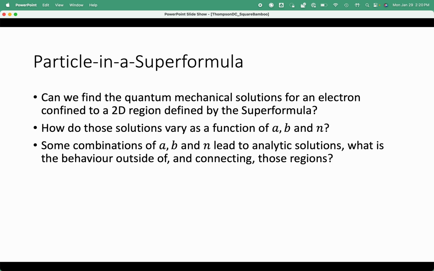Can we find quantum mechanical solutions for an electron confined to a 2D region defined by the superformula? How do those solutions vary as a function of A, B, and N? Analytic solutions exist for some subset of A, B, and N, but what's the behavior outside of those regions?